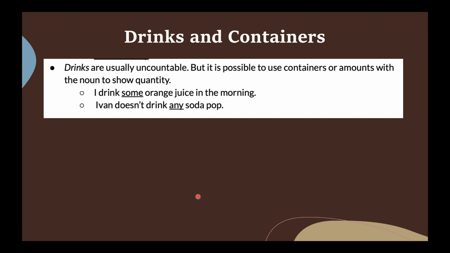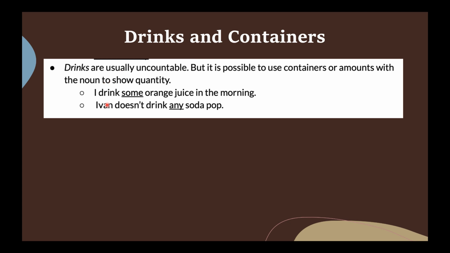Drinks. 음료수랑 그 통, container. 통은 셀 수 있죠. cup, box, bottle, can. 이거는 통. 음료수 통 있죠. 이거는 셀 수 있죠. So you say drinks are usually uncountable. drink 원래 음료수는 원래 셀 수 없는 거죠. 하지만 container는 통은 셀 수 있죠.